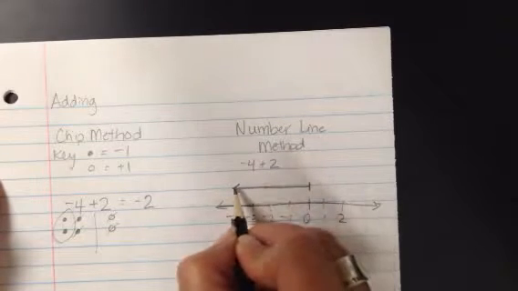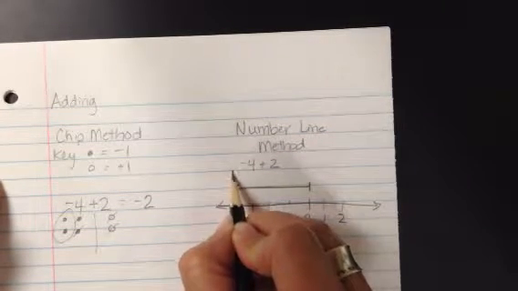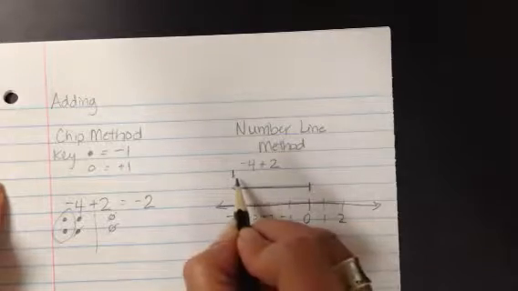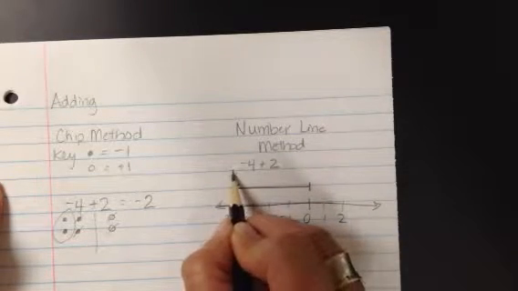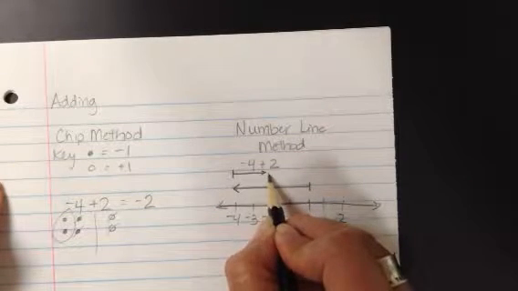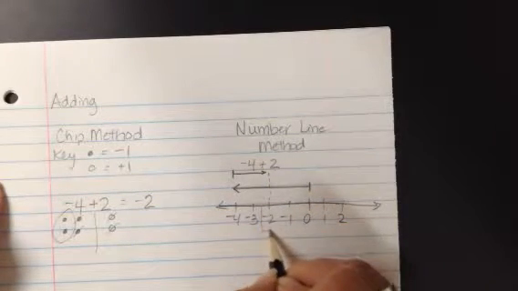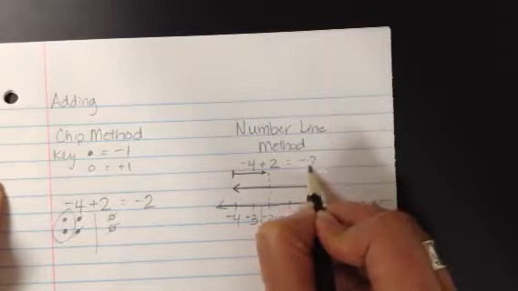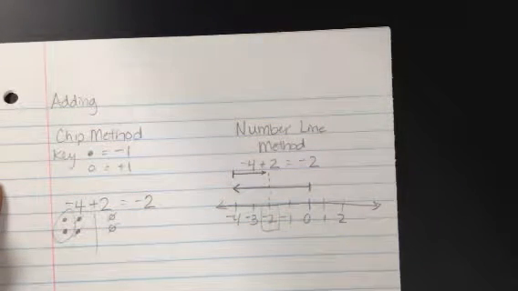The next number, the 2, starts where that line segment ended. And it's going to go to the right too because this is a +2. So 1, 2. At that point, you can see that my answer is going to be -2. So I'm hoping that that helps with adding.